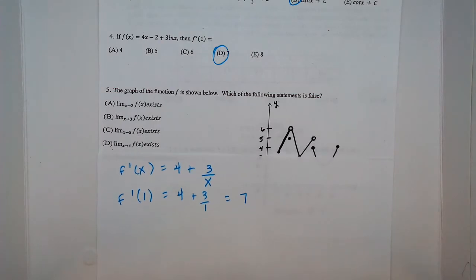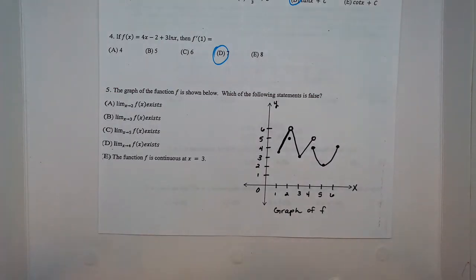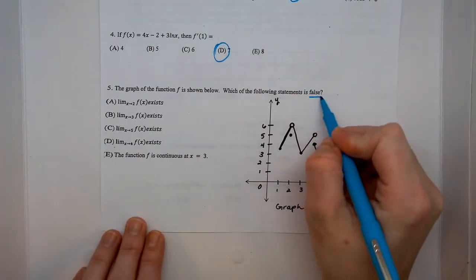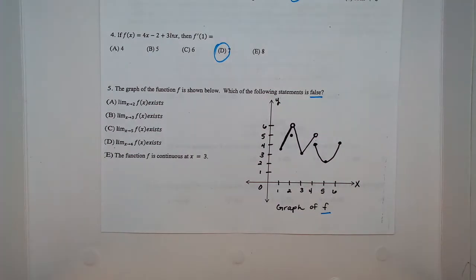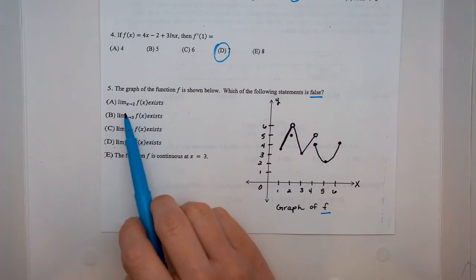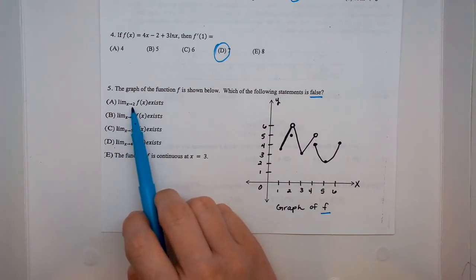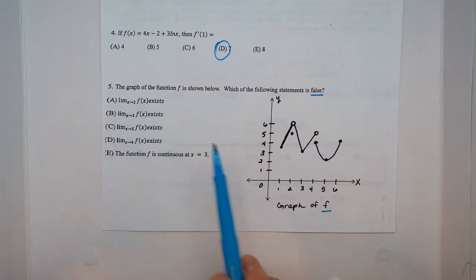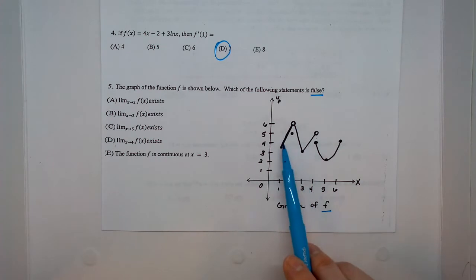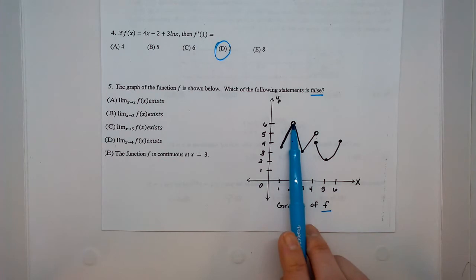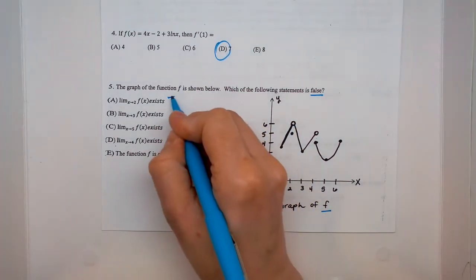Okay, let's look at number 5. On number 5, it says the graph of the function f is shown below. Which of the following statements is false? Okay, so this is the graph of f, the original function. Which one is false? The limit as x approaches 2 of f of x exists. Remember, for the limit to exist, the y value has to approach the same number from the left and the right of the x value shown. So at 2, the y value from the left is approaching 6, and from the right. Remember, we don't really care what's happening at 2, we care what's happening around 2. So that is a true statement.